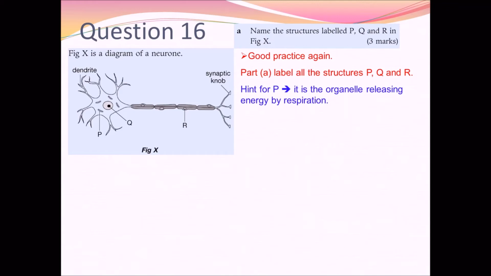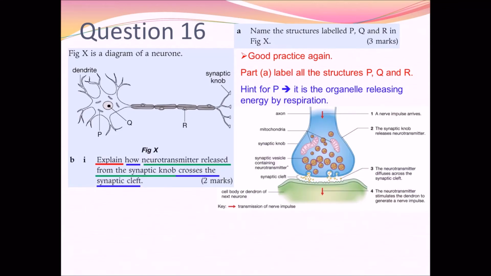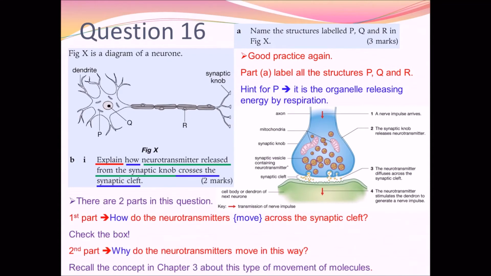Okay, so it should be singular form in the answer, right? And then for part B1, explain how the neurotransmitter released from the synaptic knob crosses the synaptic cleft. So for doing this question, you need to analyze how many parts are in this question. In this question, there are two parts.